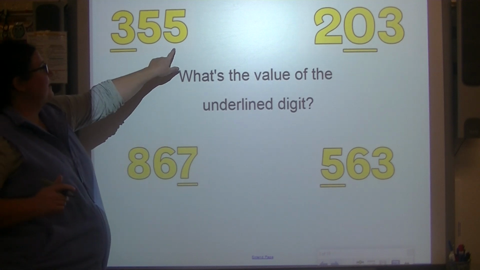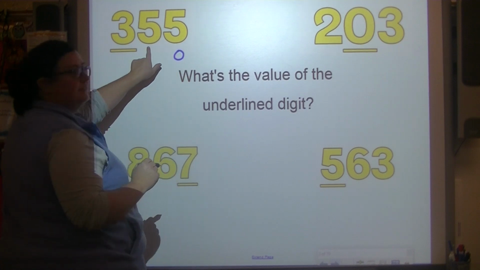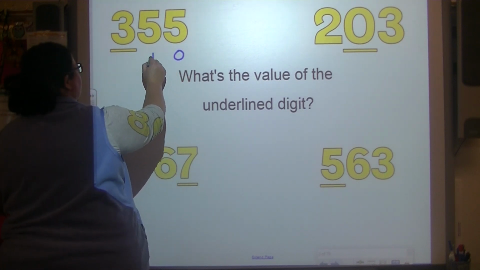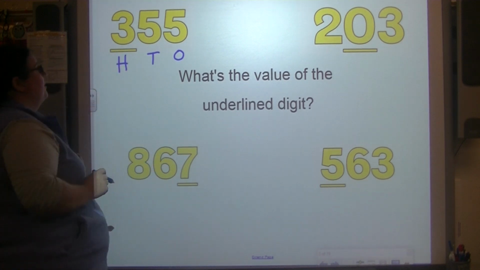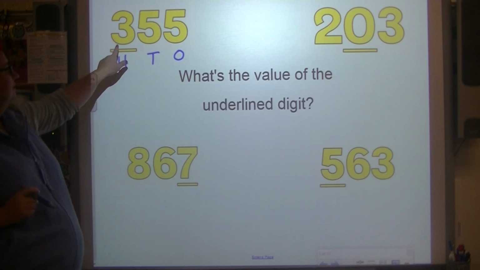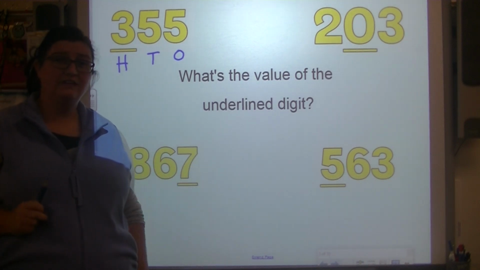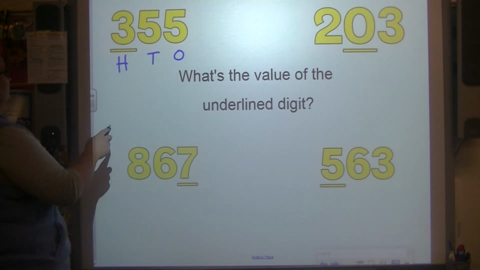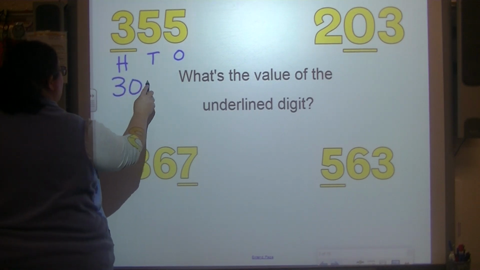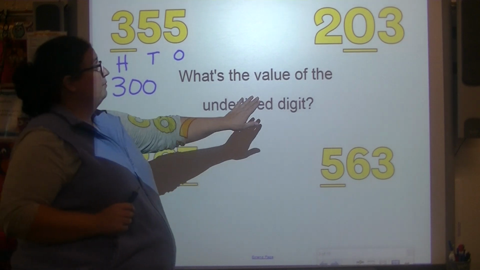All right, this place value is the ones. This is the tens, and this is the hundreds. So underlined is the hundreds. What is the value of 3 groups of hundreds? Yeah, 3 hundreds. So we would say that 3 is equal to 300.